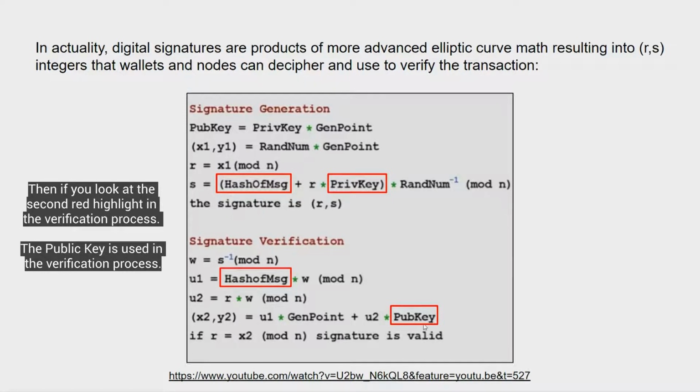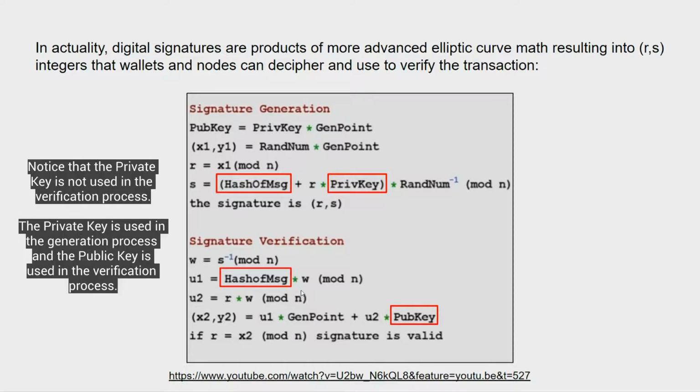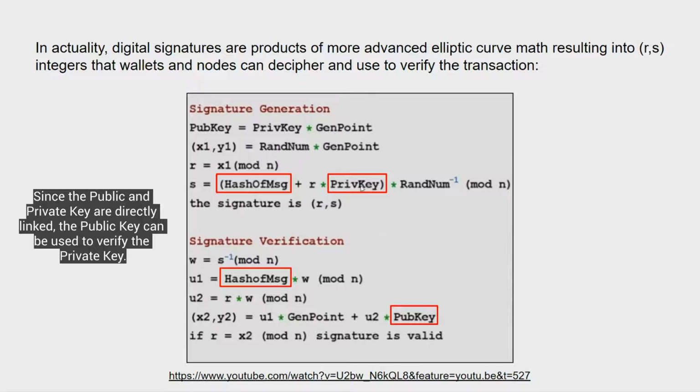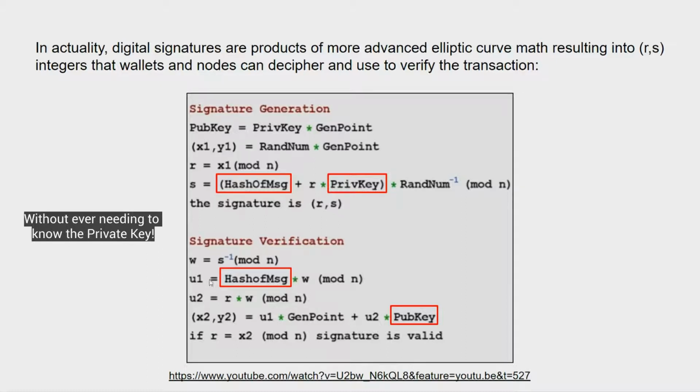And then if you look at the second highlight, the public key. So the public key is used in the verification process. Now, if you look through all of this, you don't see the private key anywhere, right? The private key is only used in the generation portion, and then the public key is used in the verification portion. And since the public key and private key are directly linked, as we have explained throughout this lesson, the public key can be used to verify the private key without needing to know what the private key is in order to verify it.